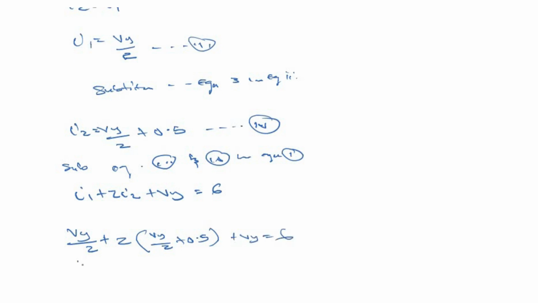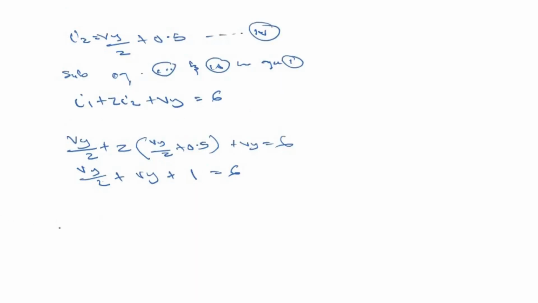So now we are having Vy all over 2 plus, these two we cancel 2, so we are having Vy plus 1, since this one is 1 over 2. Then we are having plus 1 is equal to 6. So here we can quickly take the LCM. If we take this to the other side, it will become 5. So we are going to have Vy all over 2 plus Vy is equal to 5.